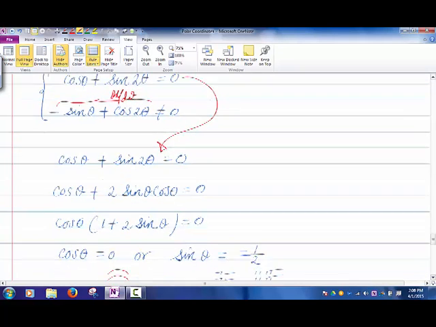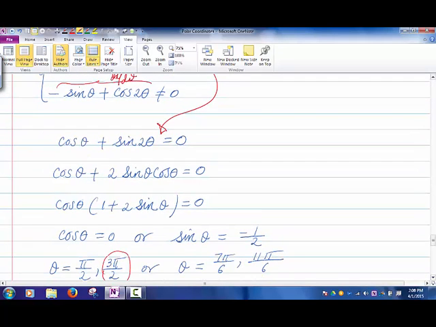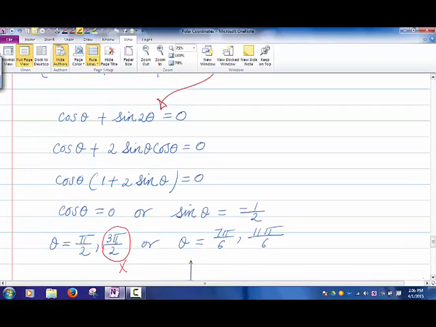If you factor out cosine θ, you get cosine θ times (1 plus 2 sine θ). From there, you're going to say cosine θ is either 0 or 1 plus 2 sine θ is 0. So that means you're going to get cosine θ equals 0 or sine θ would be negative half, right?